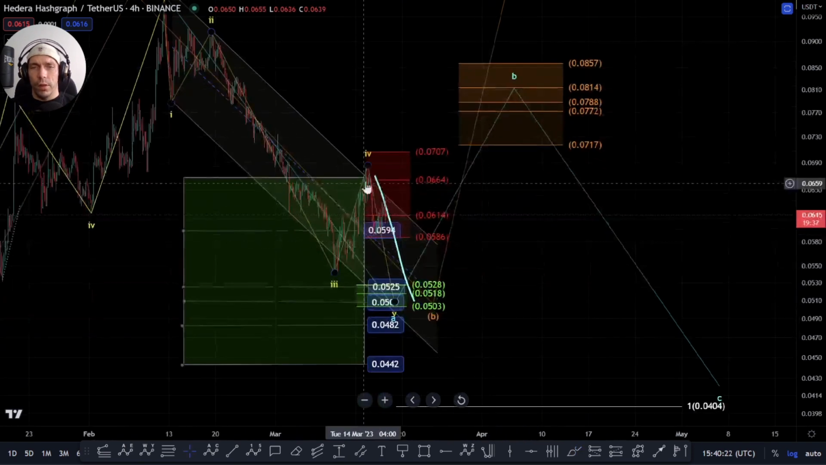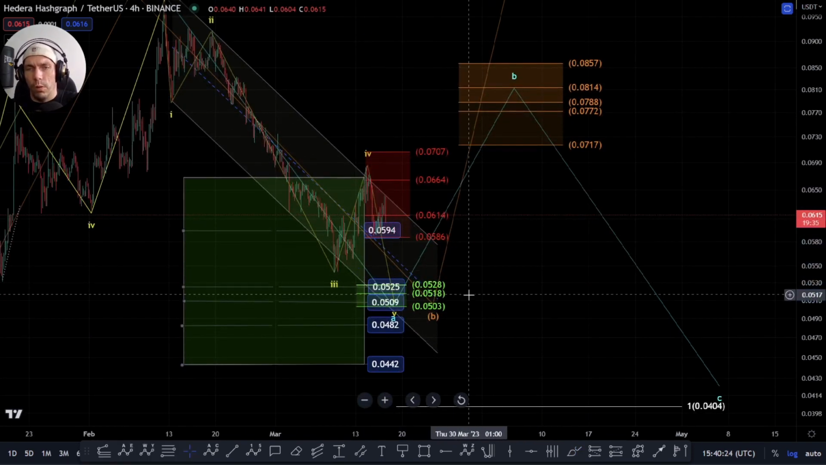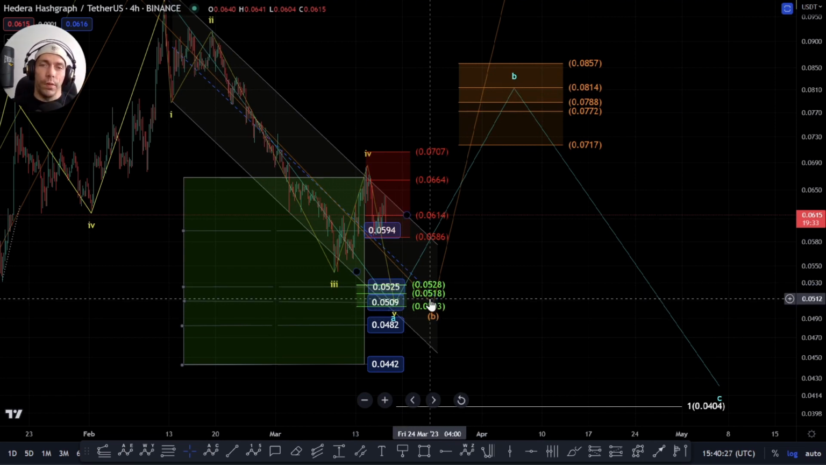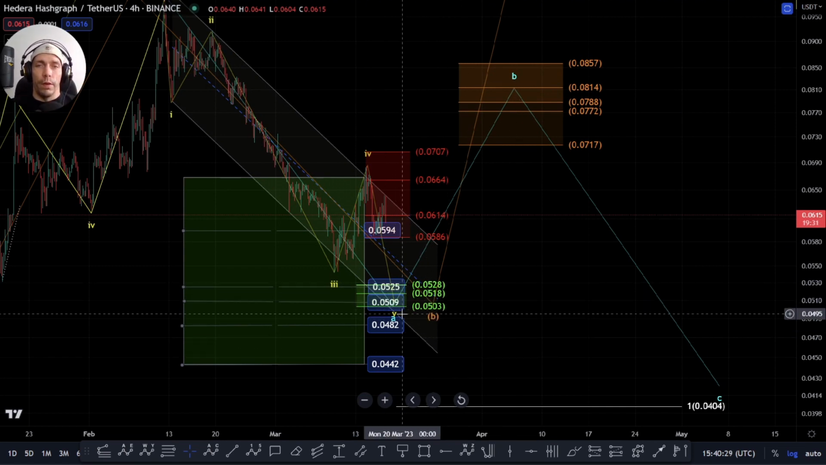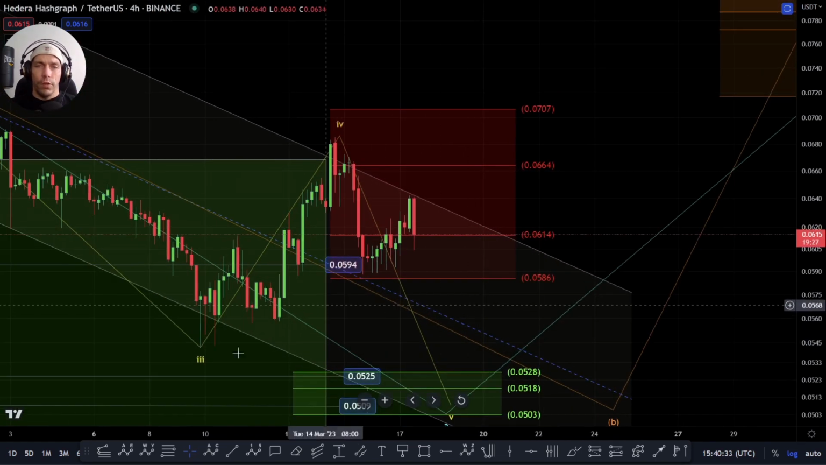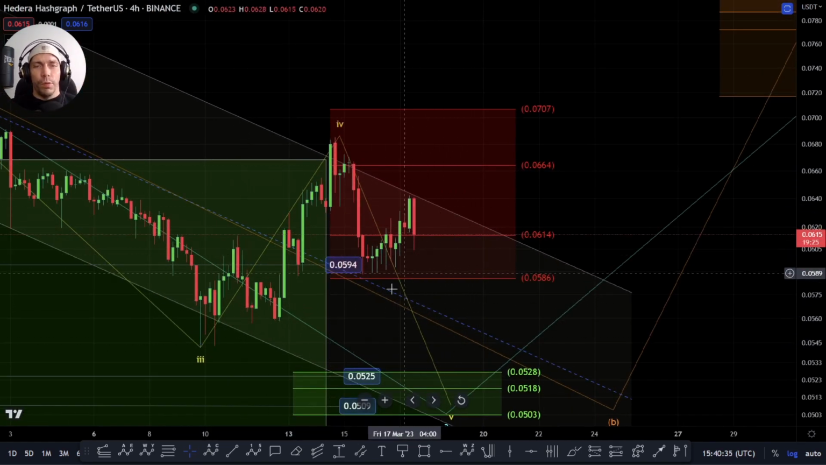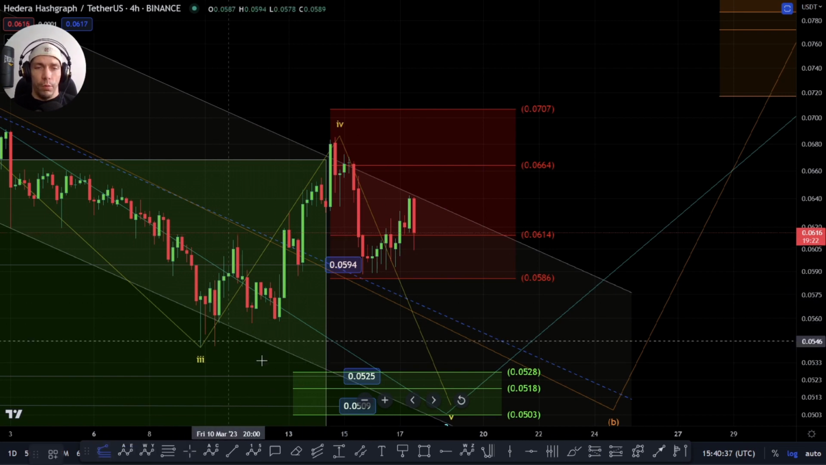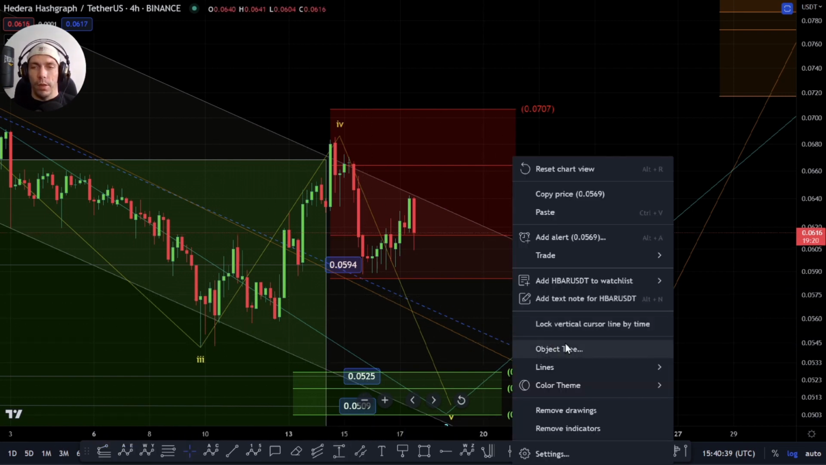Until it gets proven otherwise, I am anticipating one more low here, looking for around this 50528 to 0503 region. That is what I'm anticipating. Within this structure to the upside, it is possible that we could move up first, and what we need to be looking out for would be something like this.